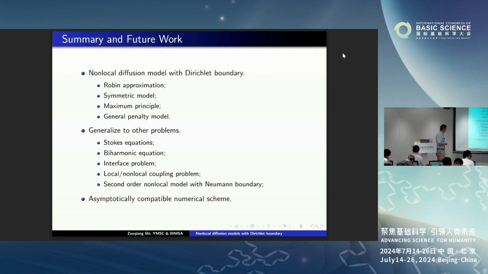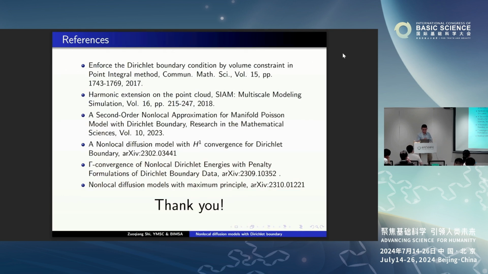We also want to develop some so-called AC numerical schemes for these non-local models. Okay, here are some references, and thank you.